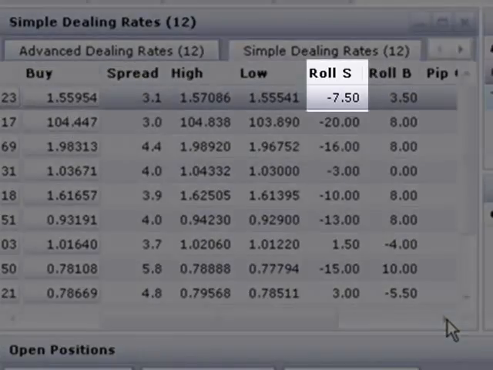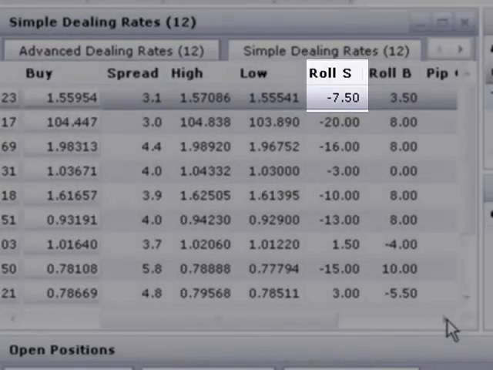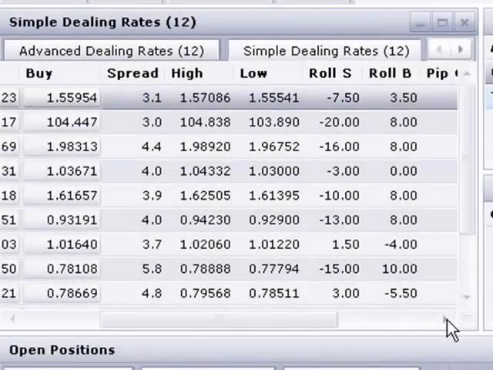If the number is negative, then this is the amount that will be debited from your account per contract for any position held past 5 p.m. New York time. Remember, if you open and close a position before 5 p.m. New York time, then the position does not need to be rolled over, so your account will not be debited or credited.